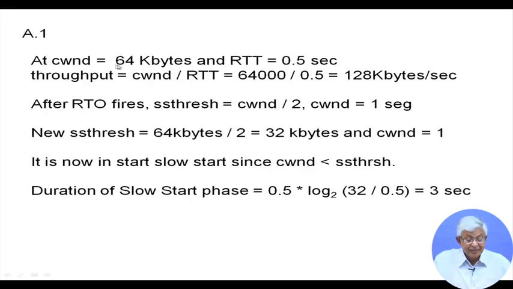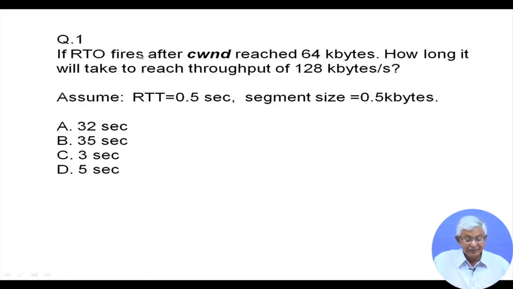So, at CWND 64 kilobytes and RTT equal to 0.5 second, throughput is CWND by RTT, which comes out to be 128 kilobytes per second. So, 128 kilobytes per second throughput means CWND is 64 kilobytes. The question is intentionally given like that, you come back to 64 kilobytes. When CWND has reached 64 kilobytes, there is an RTO firing. Some changes will happen, and when CWND becomes 64 kilobytes again, that is the question: that total time duration.